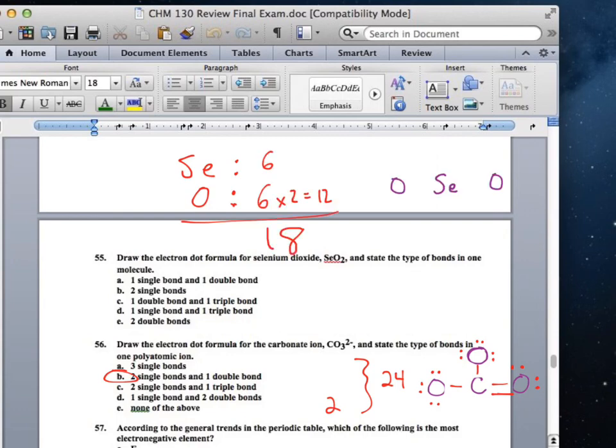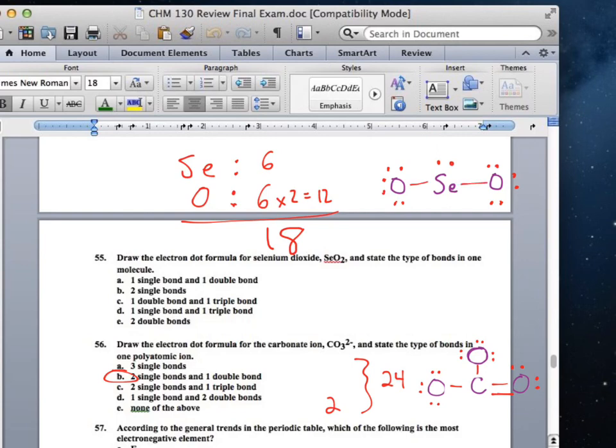Should pause the video. We total all our electrons. We got 18 again. Start putting electrons around our oxygen first. Why around the oxygen? More electronegative. We would now have how many electrons? 16. I need to have 18. Where do I put the last 2 electrons? On the selenium. Now I can go through and convert pairs of electrons between atoms into bonds.